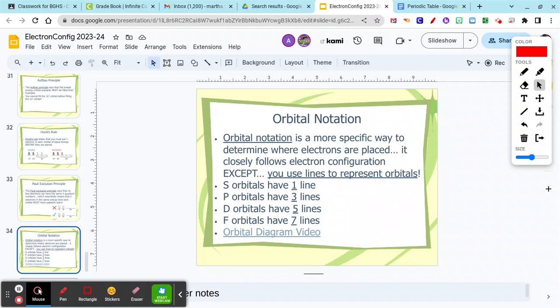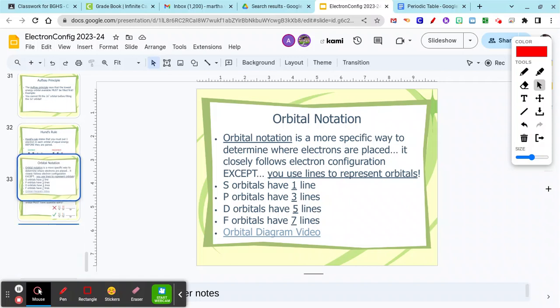If you would like to watch somebody else do a video for orbital diagrams, it is linked here. So if you go back to the original slideshow, you can click on the orbital diagram video and it will give you some more examples.